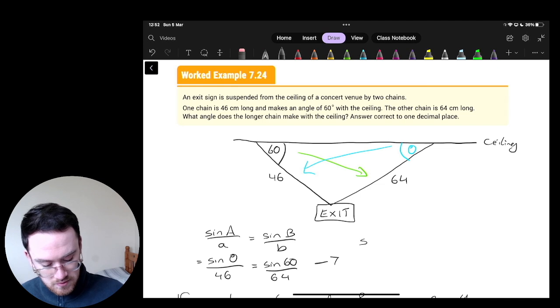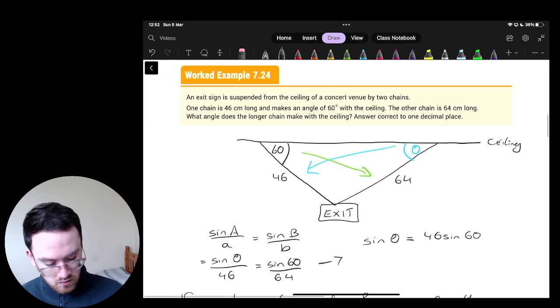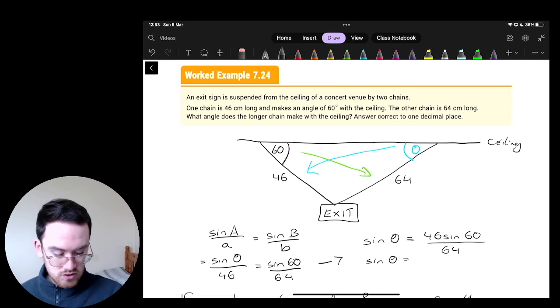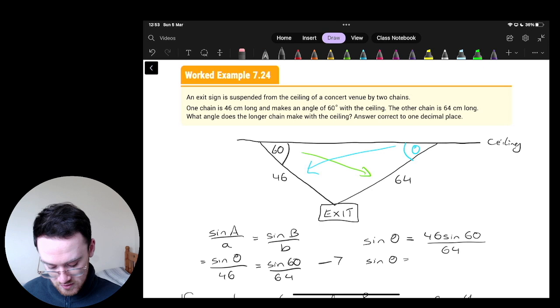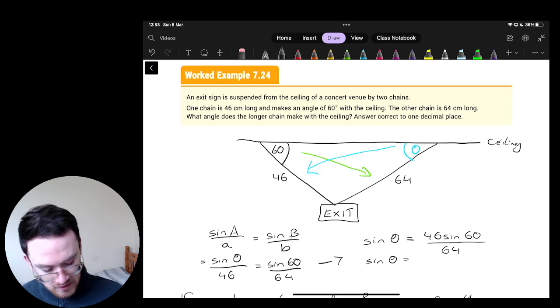So if I take this up here, sine theta is 46 sine 60 over 64. And we get then that sine theta is equal to, so let's just put that into our calculator then, 46 sine 60 divided by 64. And we get 23 root 3 over 64.